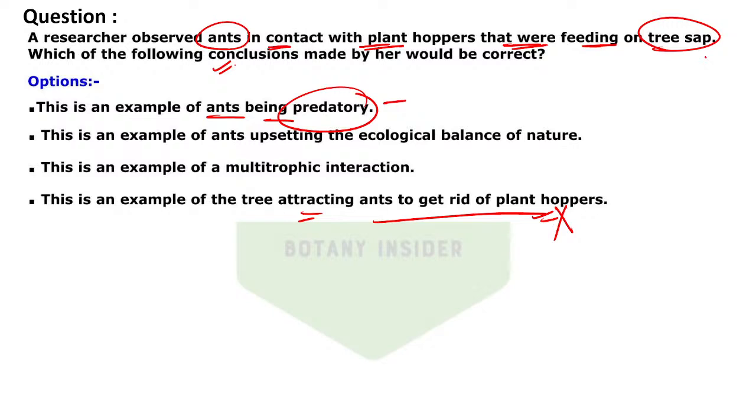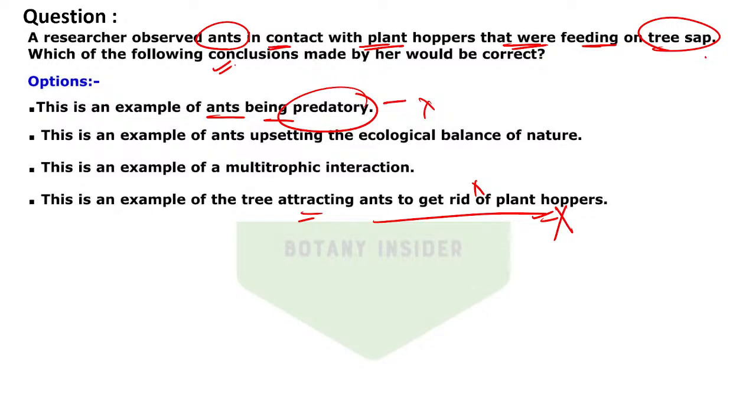Option A says this is an example of ants being predatory. This is again wrong, because over here we cannot see any kind of negative impact given to the organism, or negative impact of the ants on the plant, right? They are not showing you that particular thing.